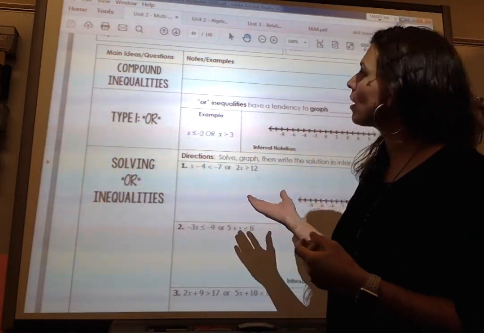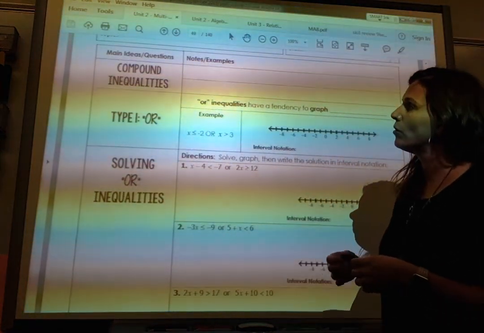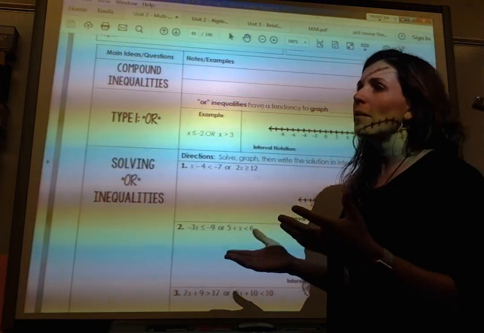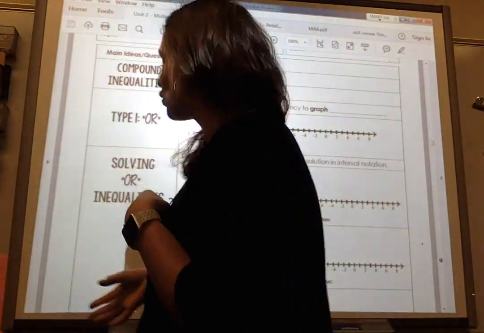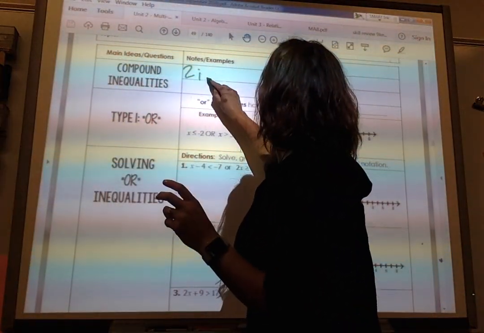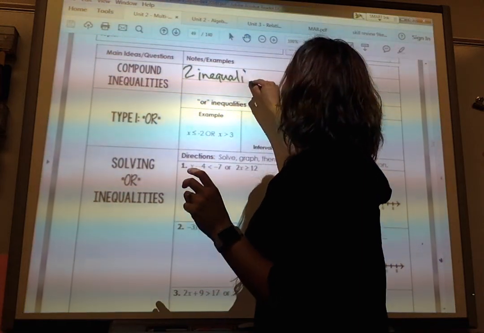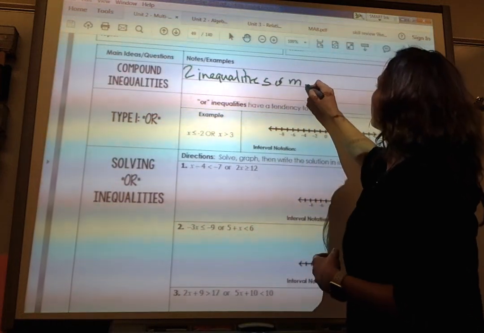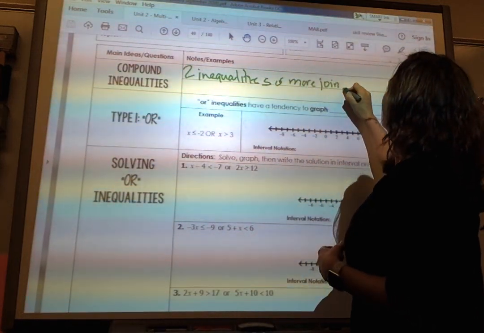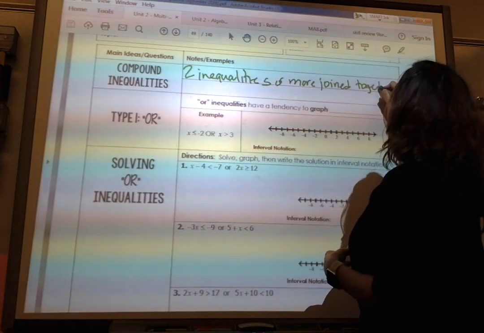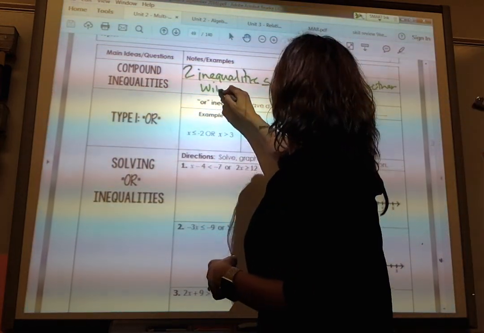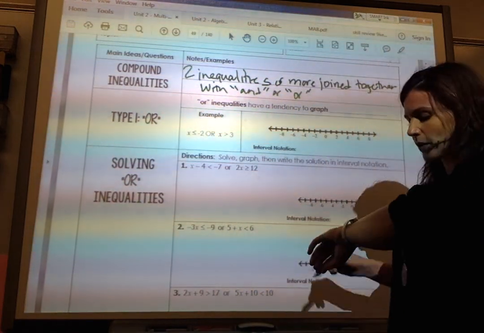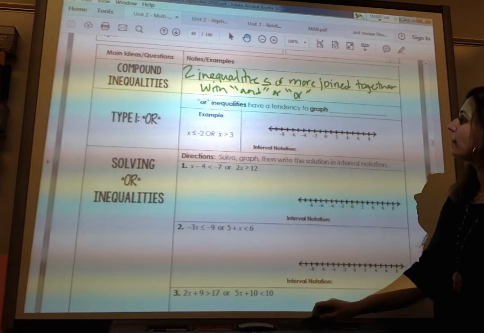All right, so today we're going to talk about compound inequalities. This is already in your notes, so go ahead and take those out, and we're going to fill these notes out together. Compound inequalities, all it is is two inequalities or more, joined together with and or or. Okay? All right, so go ahead and take that down.